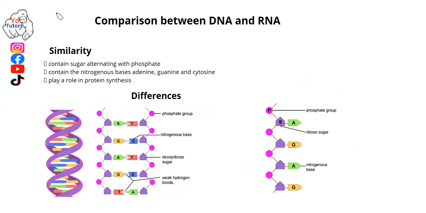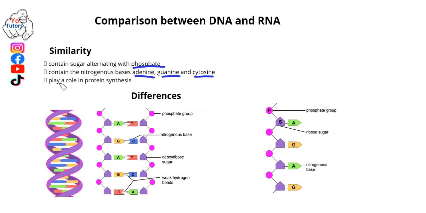two, DNA and RNA. So you find that there are some similarities, because they both contain sugar alternating with the phosphate. So they both contain the phosphate, and also contain nitrogenous bases adenine, guanine, and cytosine. Okay, so these are the common bases that you find on both.